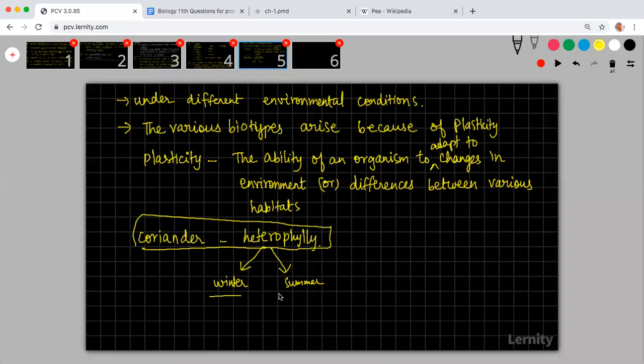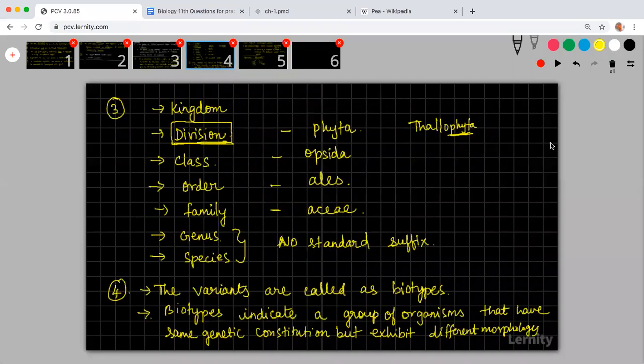These two types, the winter leaf and the summer leaf, can be considered as what? It can be considered as biotype. But you cannot compare coriander with something else. It has to be what is biotype. I have given the definition here. The variants are called biotypes. It indicates a group of organisms that have what? The same genetic constitution. If it has to have the same genetic constitution, it has to be in the same species. Are we able to understand?